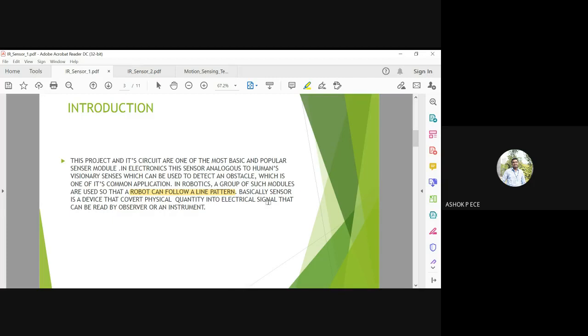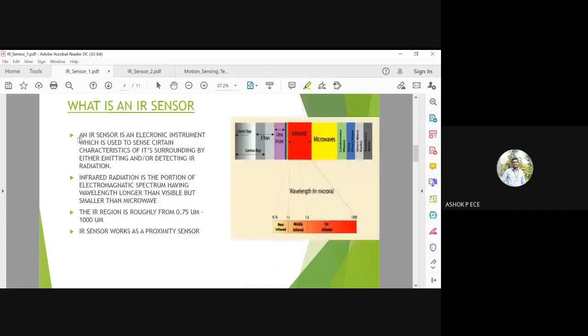In the robot, an IR sensor is an electronic instrument used to sense certain characteristics of the surroundings by either emitting or detecting IR radiation. Either you emit or detect IR rays and do some manipulation and see what is the behavior. Infrared is the portion of the electromagnetic spectrum which is longer than visible light but shorter than microwave.